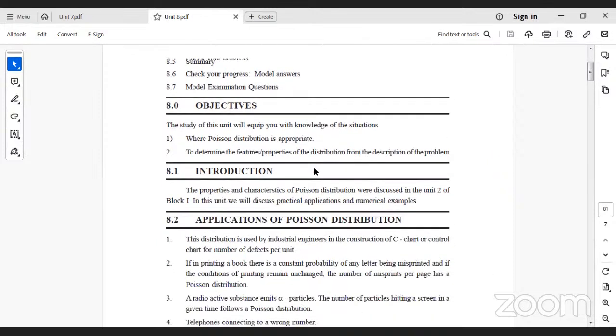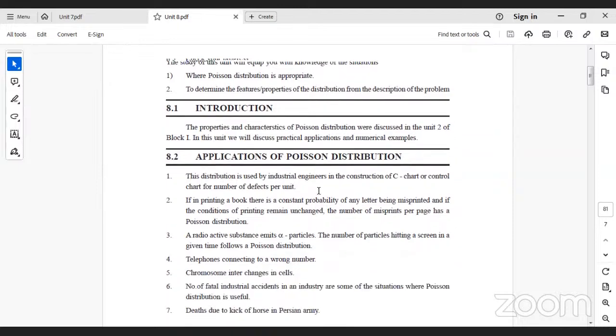The properties and characteristics of Poisson distribution were discussed in unit 2, block 1, and here we have taken practical applications and numerical examples. I am audible, na?